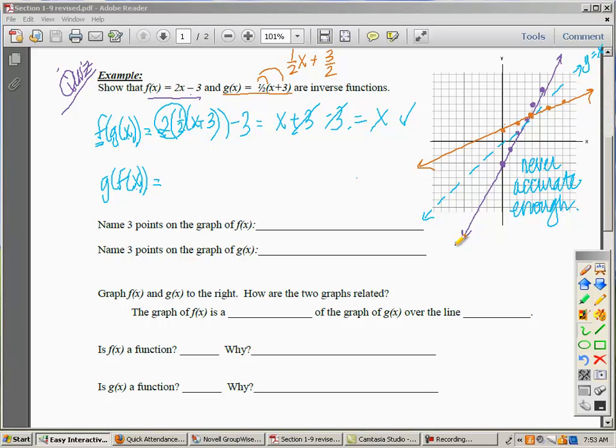Okay, let's try the other way. I'm going to start with g. So 1/2, and then inside I'm going to put another parentheses where my x was, plus 3. And inside I'm going to put 2x minus 3. I'm going to simplify what I can first. Inside I can get rid of the 3's that are opposites, which means I'm left with 1/2 times 2x, and the 1/2 and the 2 cancel, so I'm left with just x. Because I get x in both composites, I know that these are inverses.